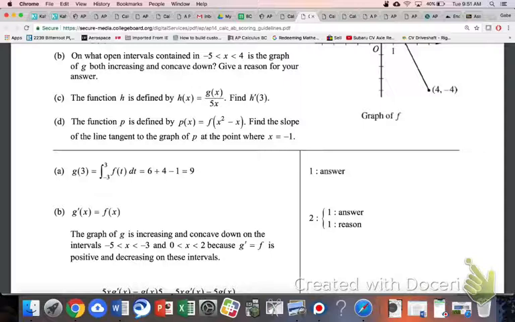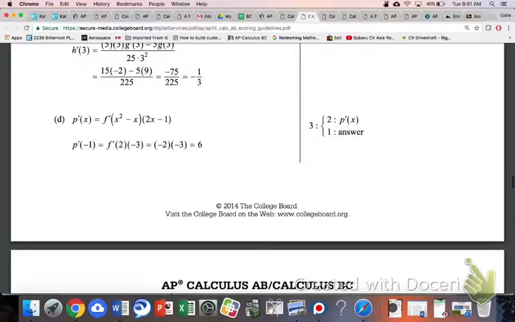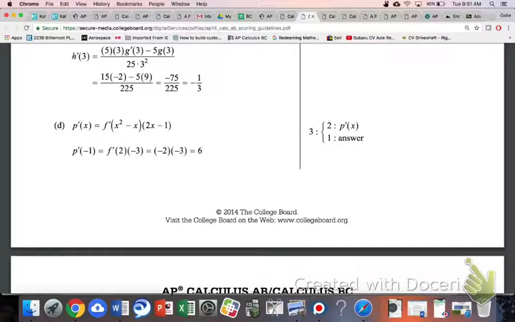All right, here's D. Amazingly enough, 3 points, right? You have to show that you did the chain rule correctly. You could stop right there.